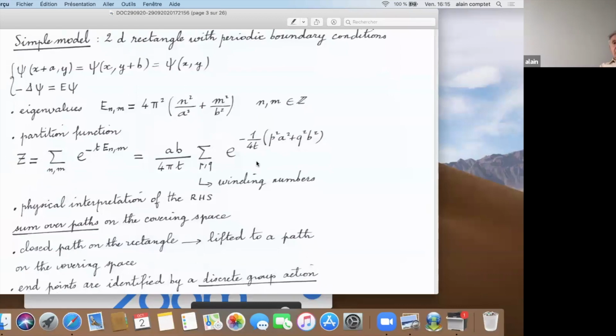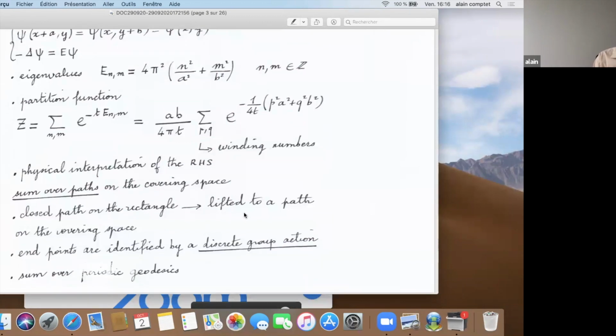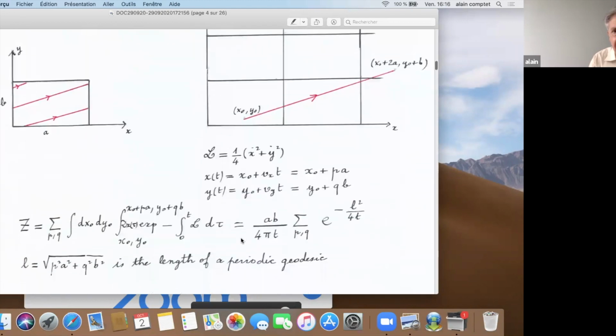And now these indices p and q have a very different meaning. As physicists, we should think of them as representing winding numbers, which represent the number of times that a certain periodic trajectory has wound around the torus. So I claim that the physical interpretation of the right-hand side is that this is really a sum over paths on the covering space. And the idea is that any closed path on the rectangle can be lifted to a path on the covering space. And this path, in fact, will be closed provided the endpoints on the covering space are identified by a certain discrete group action. So let me show on the figure what I mean by that.